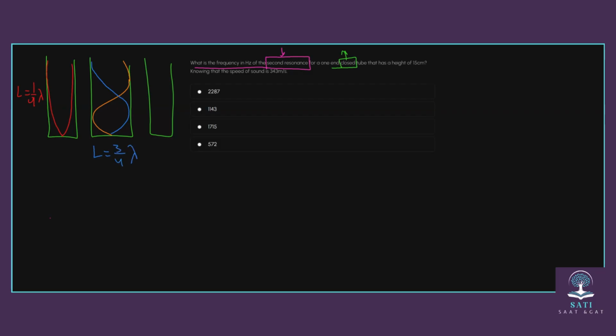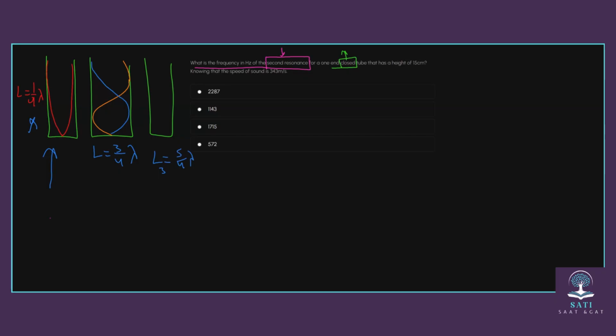Why? Because we said in the introduction that for closed tubes you start the first resonance at a length of a quarter lambda. Then for the second one, you add half a lambda, so you add 2/4. You add 2/4, it's going to be 3/4. Then you add 2/4 again, and in the third one it's going to be 5/4 lambda, and so on.